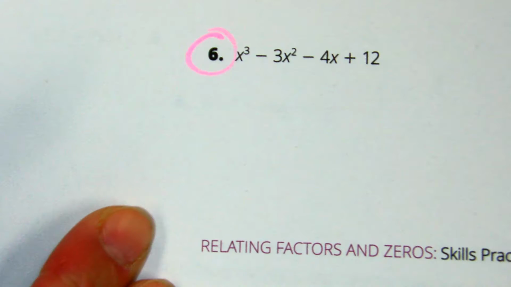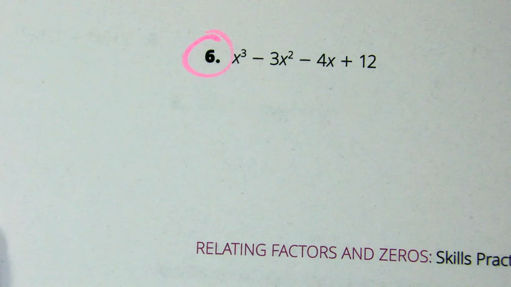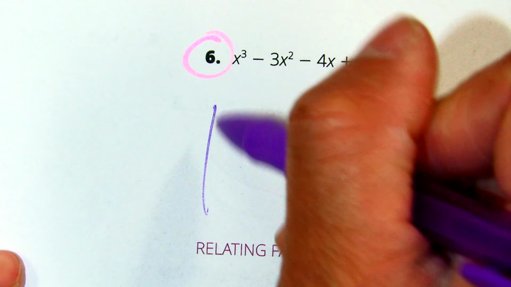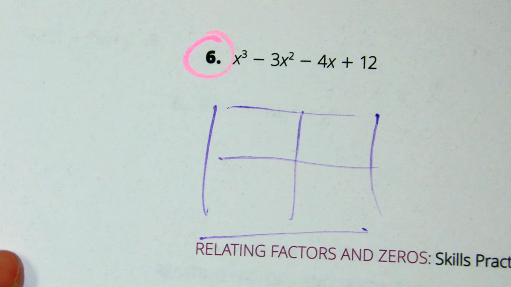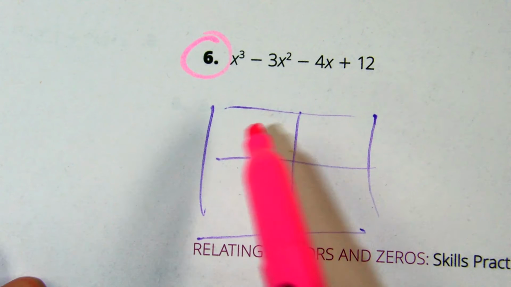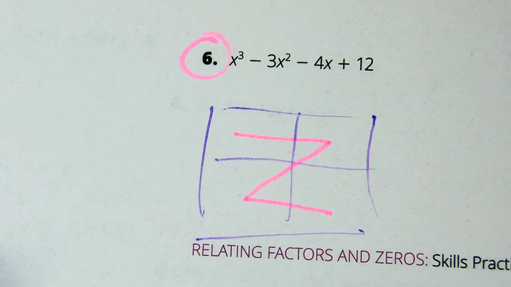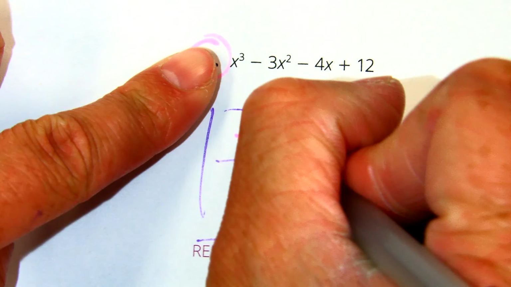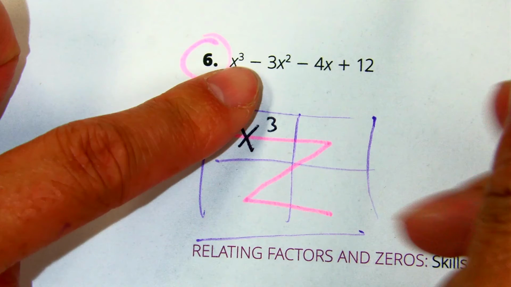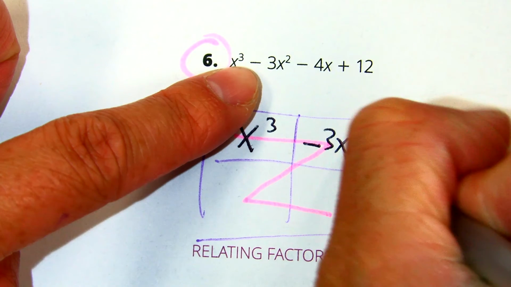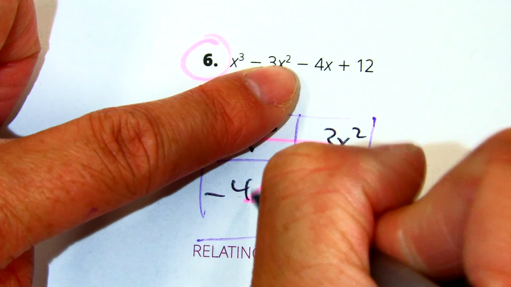And you can use the double GCF, which we learned in class, or you can just put this into your box. Remember, we want to write it in the form of a z. Let's do that together. X cubed, negative 3x squared, negative 4x, and positive 12.